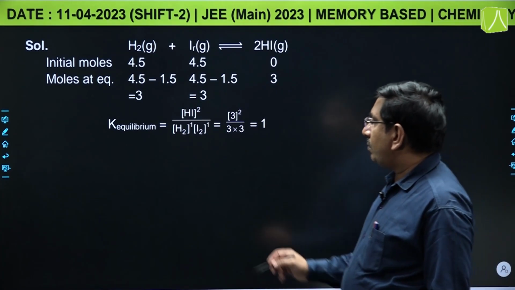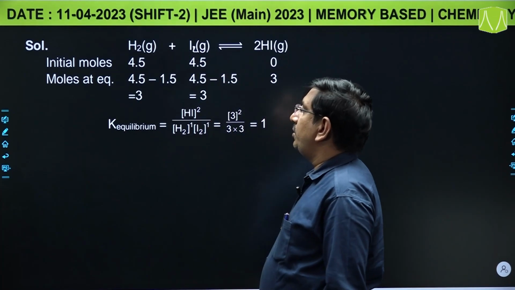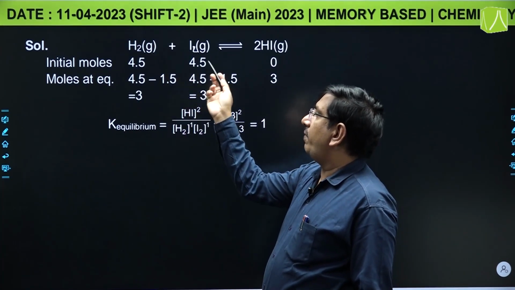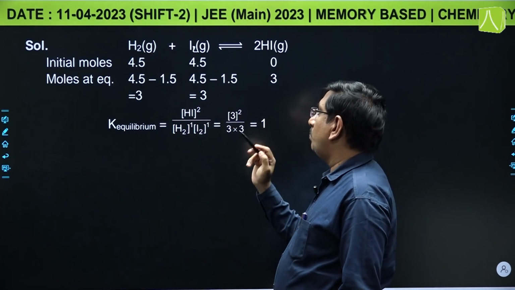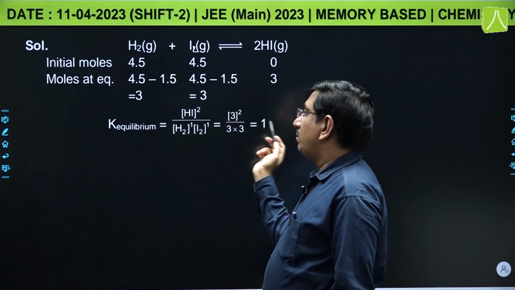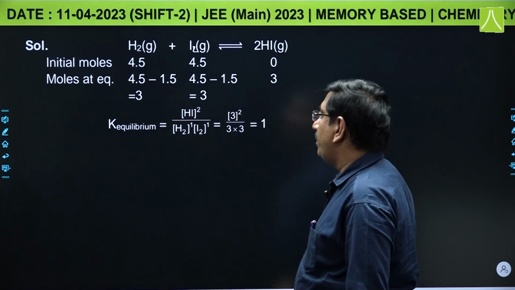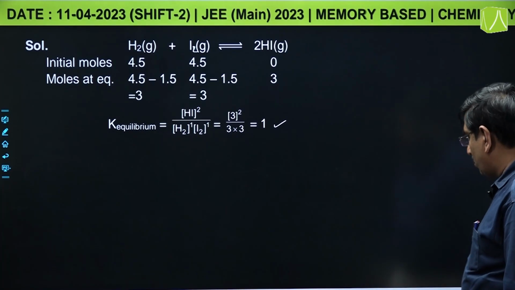Here, H2 plus I2 gives 2 HI. Initial moles are 4.5, and at equilibrium HI formed is 3 moles. On calculating the equilibrium constant, you will get it as 1. So the answer is 1.